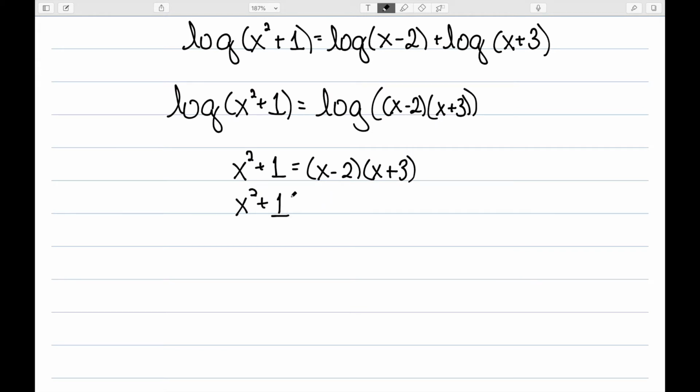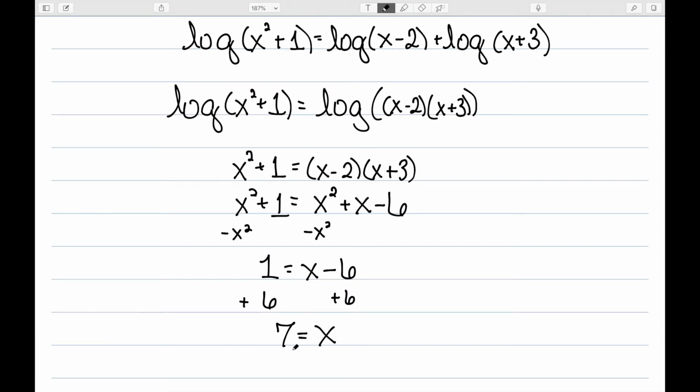I'm going to go ahead and multiply out the right-hand side and simplify it. We get x squared plus x minus 6. I'm going to subtract x squared from both sides. I get 1 equal to x minus 6. And then I can add 6 to both sides.